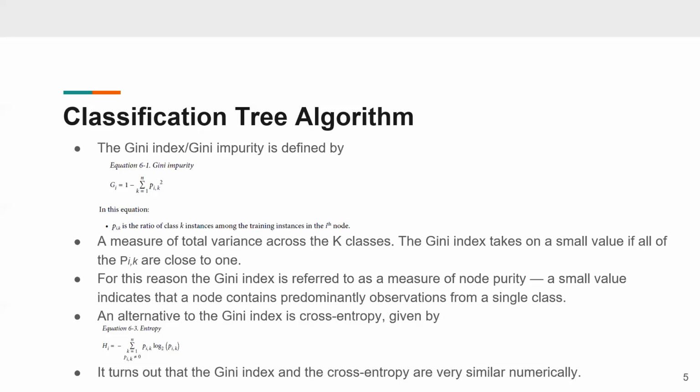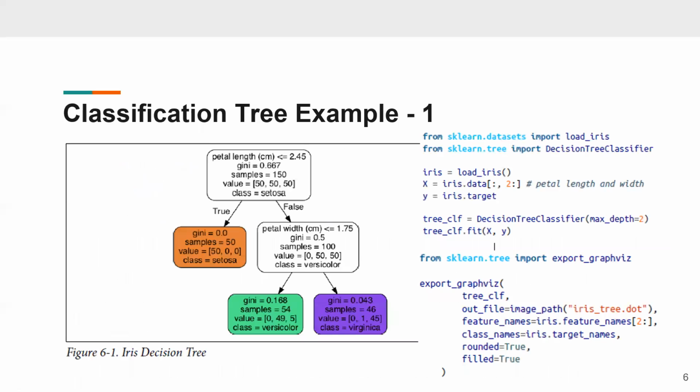When you use scikit-learn, you should know which metric or which toggle, or which parameter you can set to choose from a specific index. Okay, so that's really the classification tree.